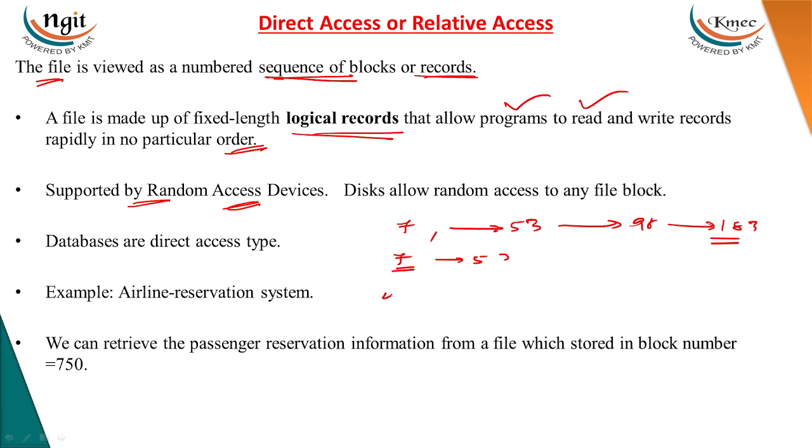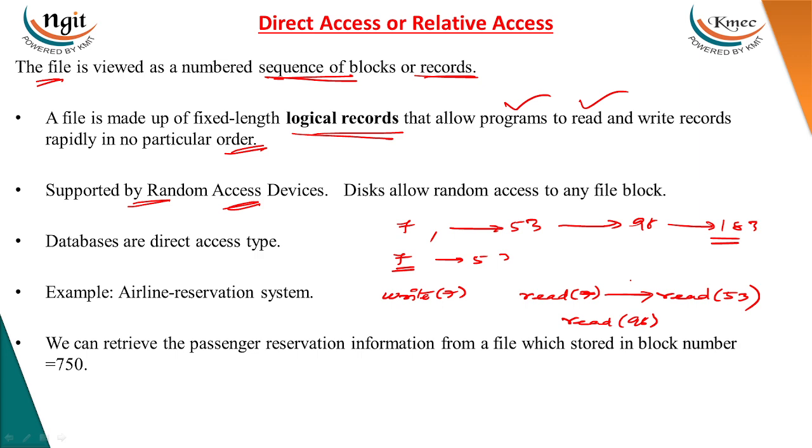If you write to 7, it will write the data onto the 7th block, or if you read 7, it will directly go to the 7th block, and then we can read 53, and then 98. By giving the block number we can directly go to that particular block. We don't need to read the data in a sequential manner.